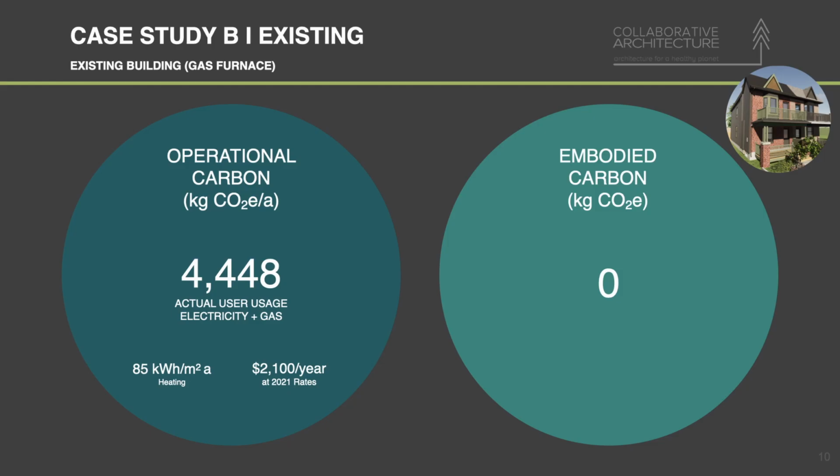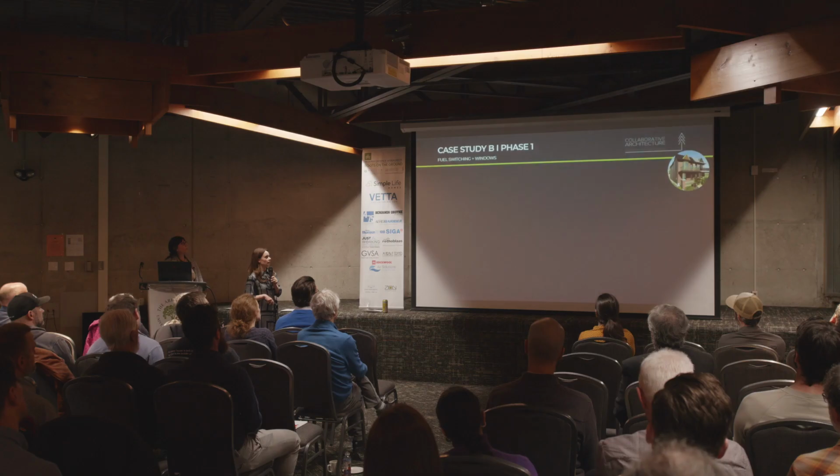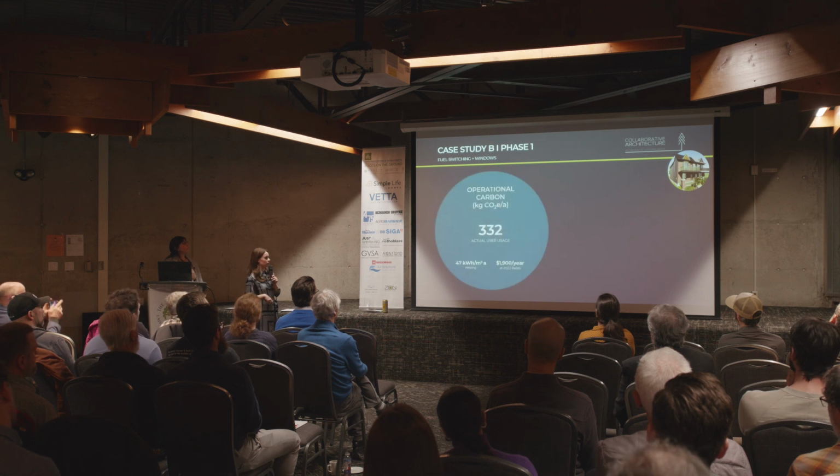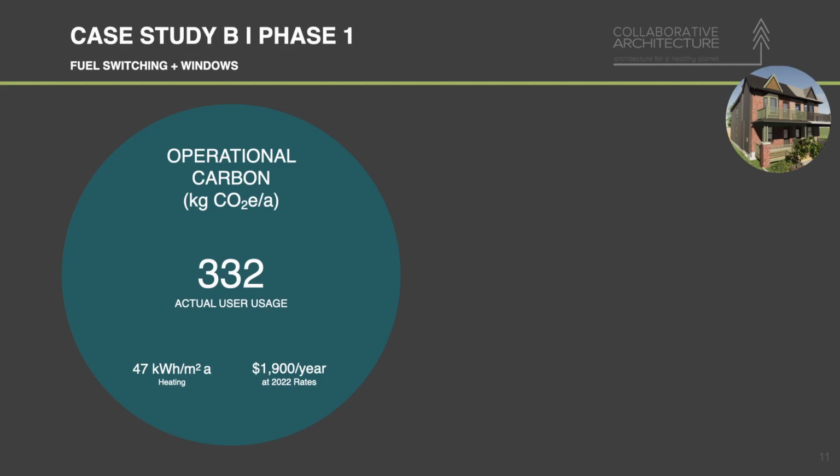When we look at embodied carbon, we have a big 0 there because we're just looking at the existing building. We're not adding any materials on at this point. The next phase then, we're adding the air source heat pump, and we're adding some new windows. So we're looking at 332. Sorry, that's around 7% of the previous number.